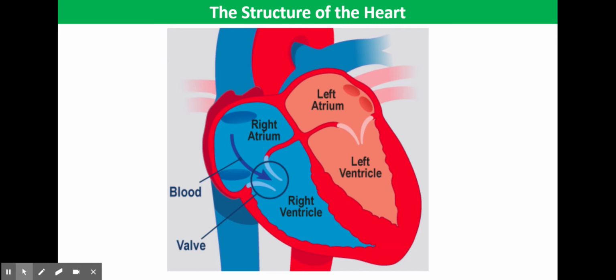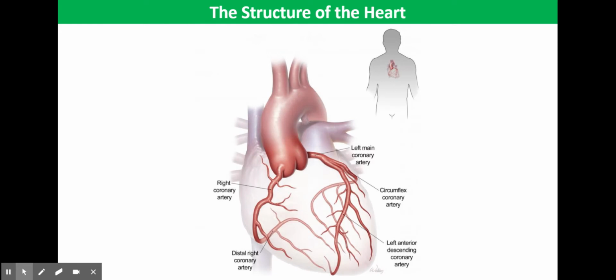Lying over the heart are the coronary arteries. Now, these supply oxygenated blood to the heart muscle. As the heart is an incredibly hard-working organ, these arteries are very important. If they become constricted, it can have severe consequences for the health of the heart. Restricted blood flow to the heart muscle reduces the delivery of oxygen and nutrients such as fatty acids and glucose. Now, this can cause angina or a myocardial infarction, which is just a fancy way of saying a heart attack.